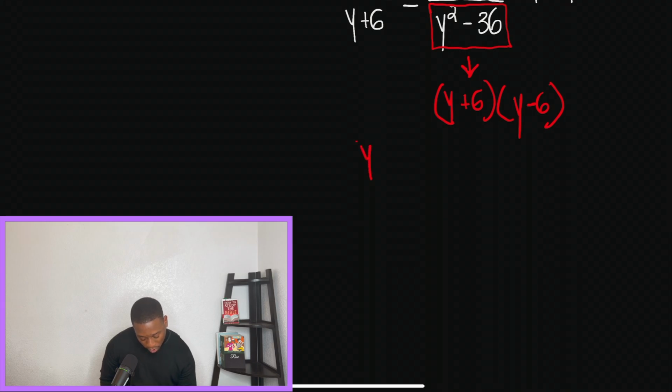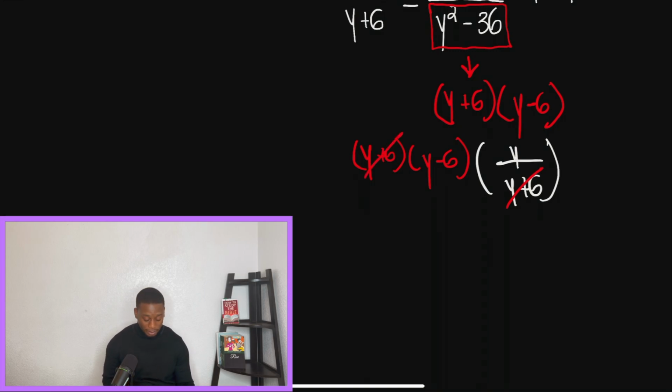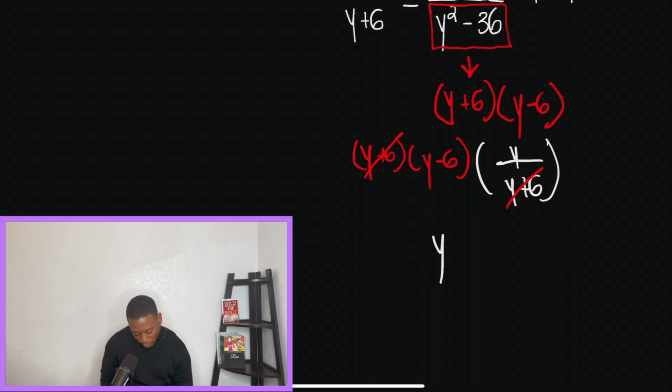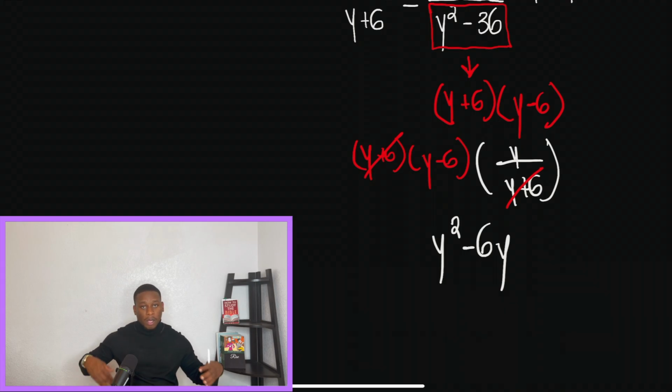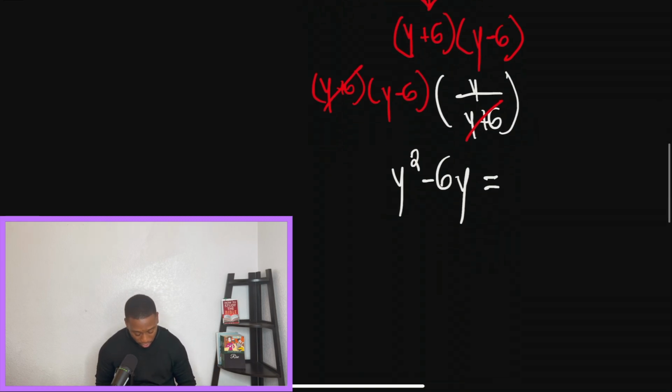So when we start doing this process, our first term, once we multiply, this is what we're going to get. The y plus 6 will cancel out with each other, and we're left with y times y minus 6. So we multiply those two, and we get y squared minus 6y. All right? So now we're going to go ahead and repeat this step to 72 over y squared minus 36.